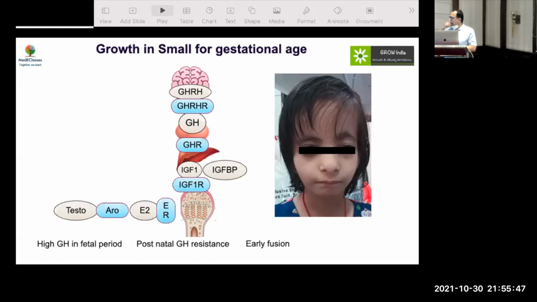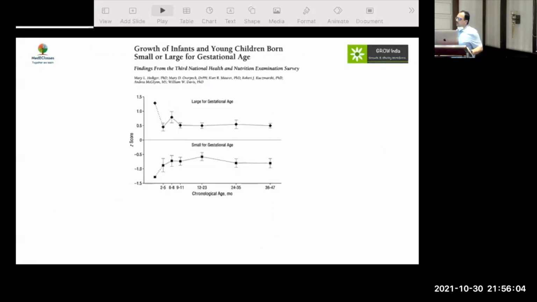If you look at the faces, there is an asymmetry. The facial asymmetry is there. This child also had clinodactyly. So this is a classical picture of Silver Russell syndrome. If you have anybody who is SGA, look at the face, whether the face is asymmetrical or not. That could be Silver Russell, which can cause this. So this is what we are talking about.